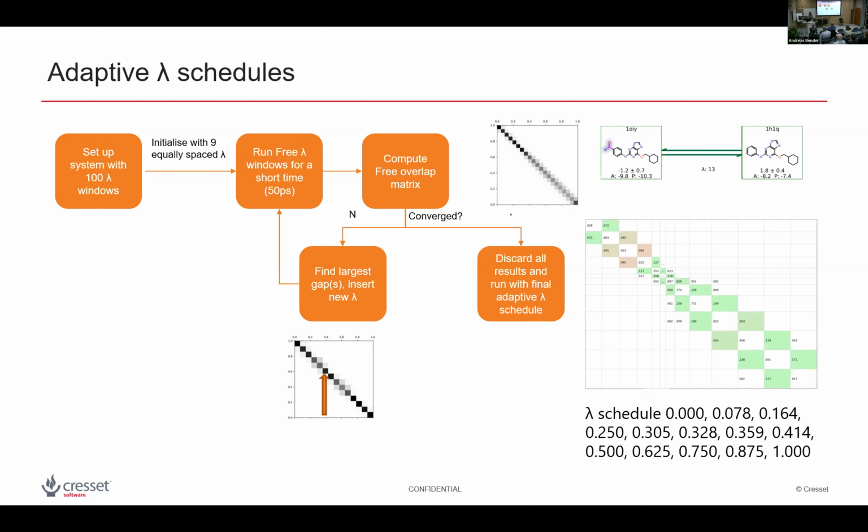And this is actually the optimal lambda vector that you can have. So it's like the minimum number of values that you can have in order to have good convergence in your matrix.